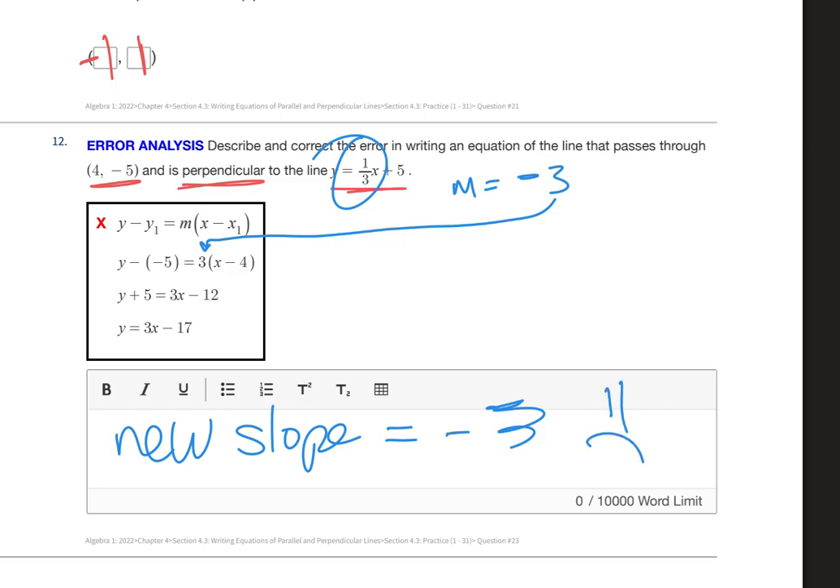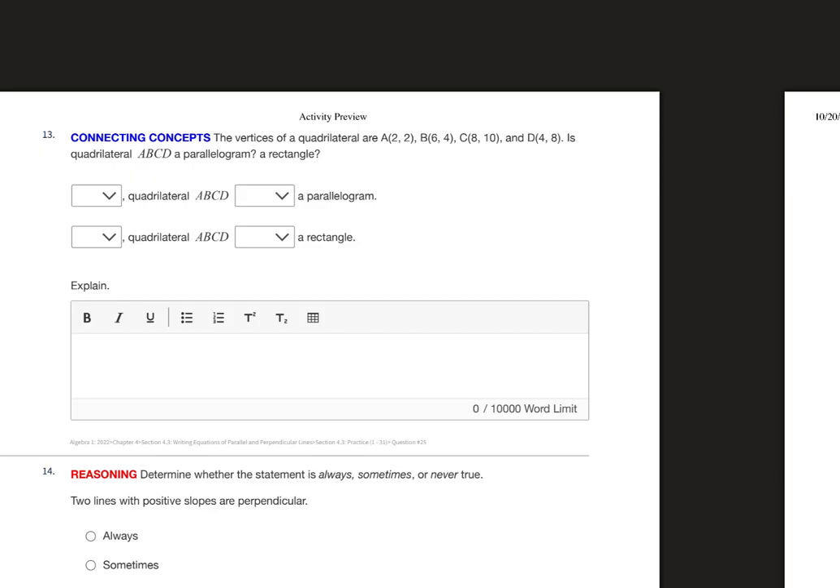Come on, man. The vertices of a quadrilateral are 2, 2, 6, 4, 8, 10, 4, 8. Woohoo. Is the quadrilateral ABCD a parallelogram or a rectangle?